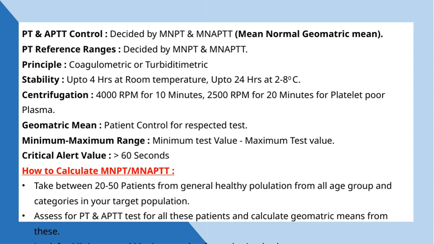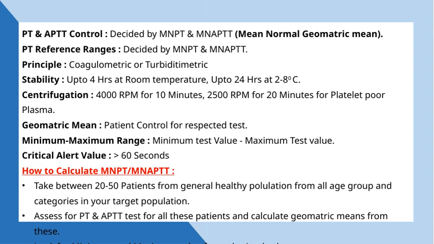Now, regarding stability, the samples are stable for up to 4 hours at room temperature and up to 24 hours if stored between 2 and 8 degrees Celsius. This gives us some flexibility in handling samples. For centrifugation, the protocol is typically 4,000 RPM for 10 minutes when preparing plasma, and 2,500 RPM for 20 minutes if we're aiming for platelet-poor plasma. Proper centrifugation is crucial for accurate results.